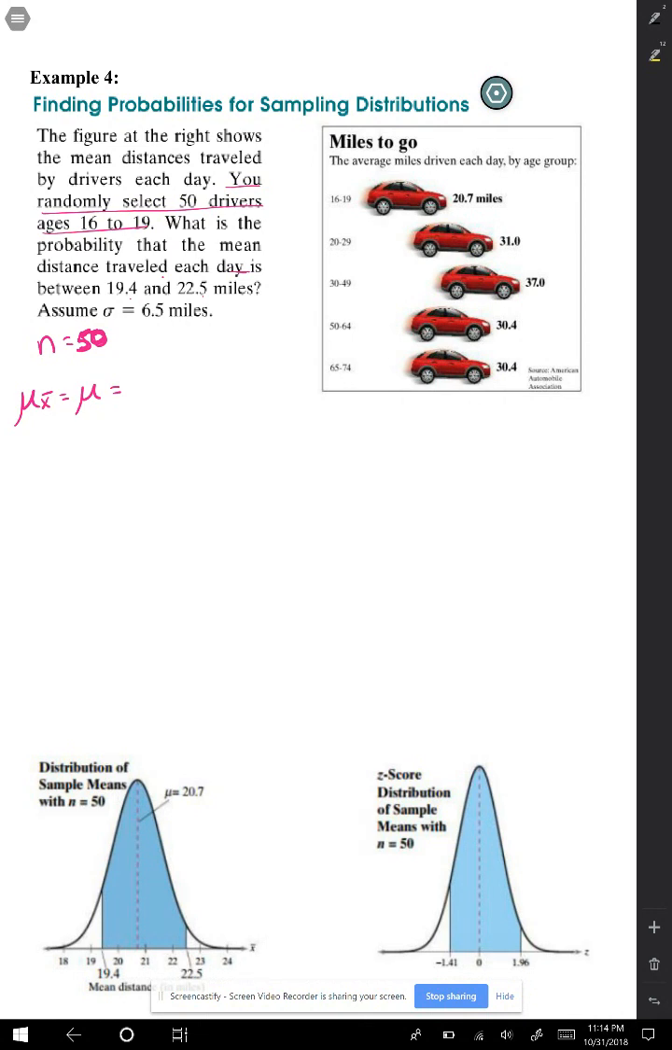So what I'm doing is finding the mean of the population. And I'm going to get that by calculating. I didn't write all these numbers down, so I'm having to do them on my calculator right quick.